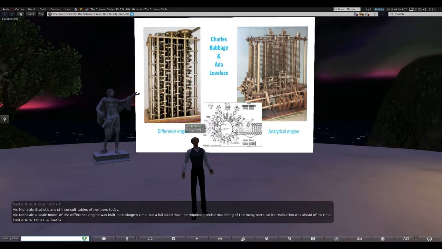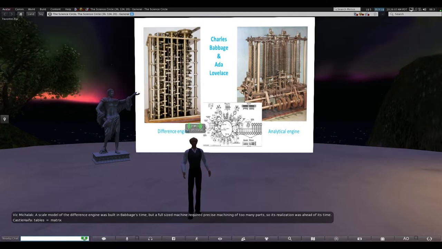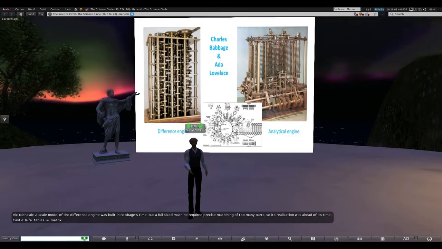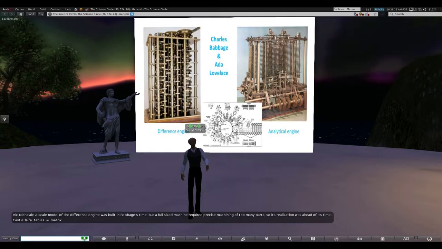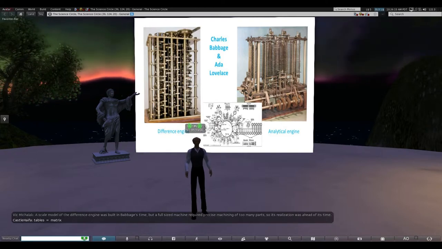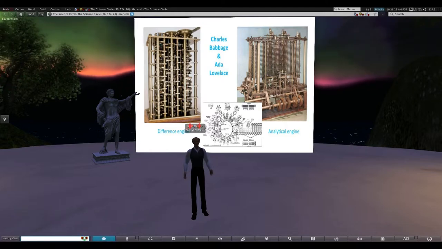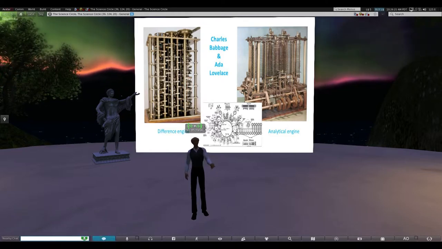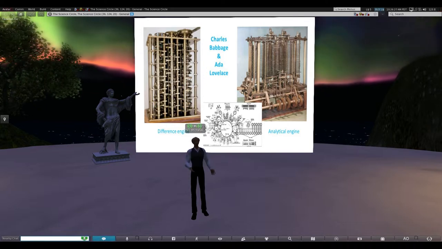Actually, he was only able to do a scale model of what's called the difference engine, the one on the left, which was built in his time, but a full scale model required too many gears, too much precise machining, all that stuff. So it wasn't actually realized in his time, but people after he died started working with it. Now, where does Ada Lovelace come in?